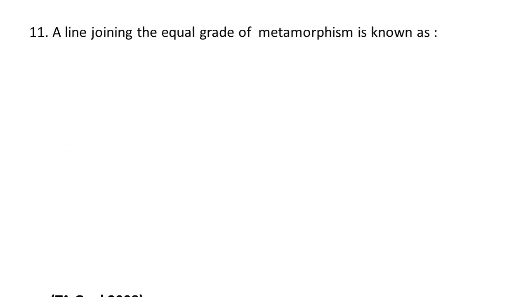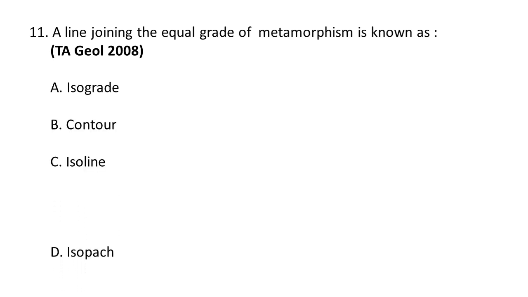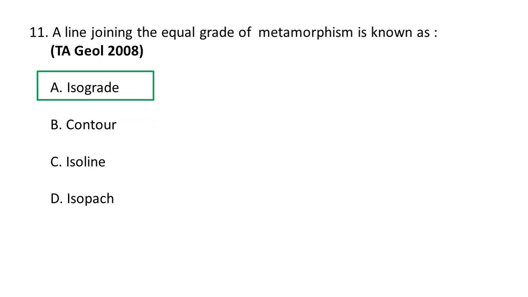Next question, a line joining the equal grade of metamorphism is known as A. isograd, B. contour, C. isoline, D. isopach. A line joining the equal grade of metamorphism is known as an isograd. A is the correct option.